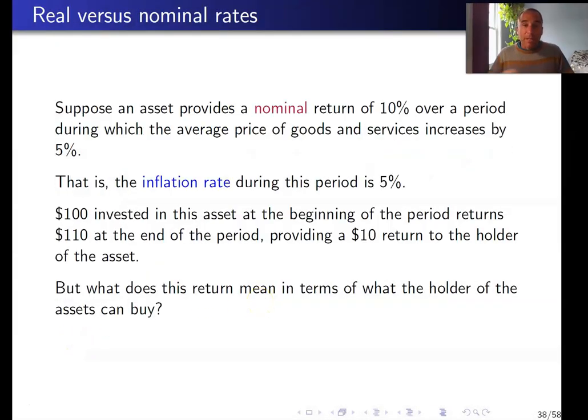So here's an example. An asset provides a nominal return of 10% over a period during which the average price of goods and services goes up by 5%. So the inflation rate during this period is 5%. At the end of the period, your $100 became $110.